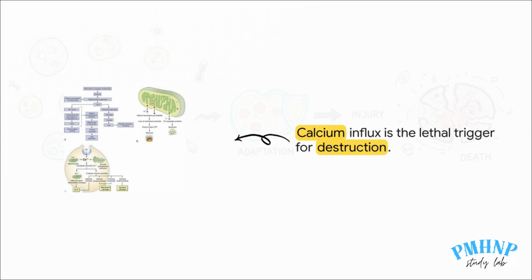Following that exact cascade, the thing you absolutely must focus on is calcium. An influx of increased cytosolic calcium is the lethal trigger here. It activates ATPase to further deplete your remaining ATP, phospholipases to destroy the cell membrane, and proteases and endonucleases to wreck the nucleus. This is the precise mechanism of how reversible swelling turns into completely irreversible structural destruction.